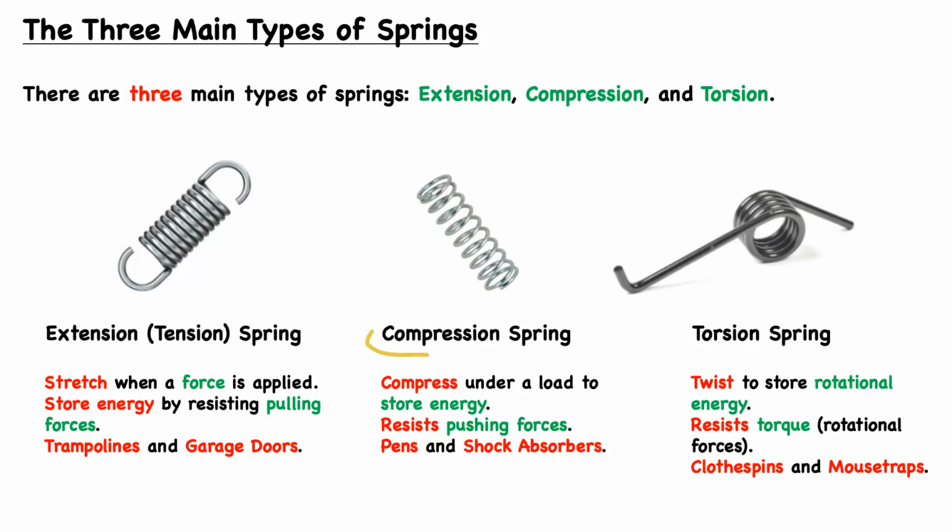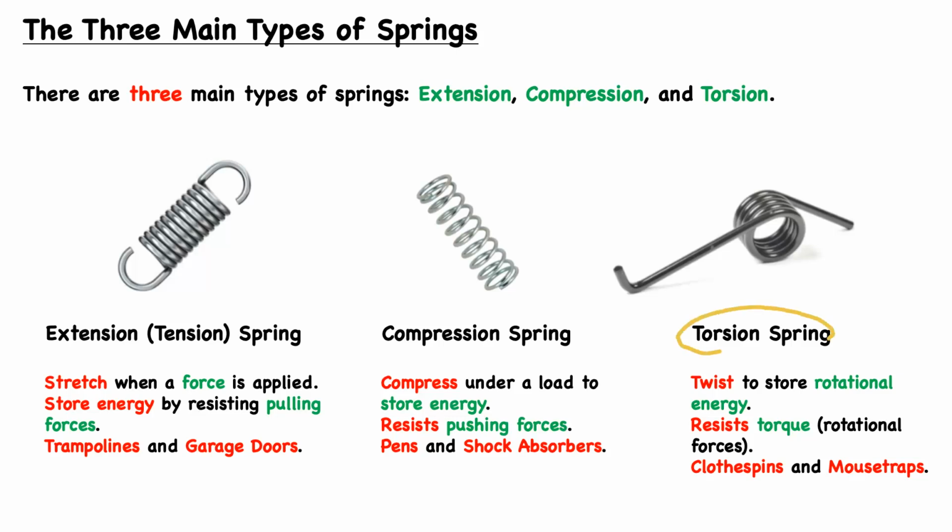So the second type of spring is called a compression spring, which is essentially the opposite of the extension spring, because compression springs compress under a load to store energy. So again, we have extension springs, which stretch when a force is applied and thereby store energy by resisting the pulling forces. But again, compression springs do the opposite. They are not stretched, but they are compressed. So the direction of those applied forces is opposite towards the spring, compressing the spring. And by resisting the pushing forces, not the pulling forces, the compression spring functions to store energy. And like the extension spring, compression springs have many applications in many different machines, with two common examples including pens and shock absorbers, such as what would be found in a car or off-road vehicle.